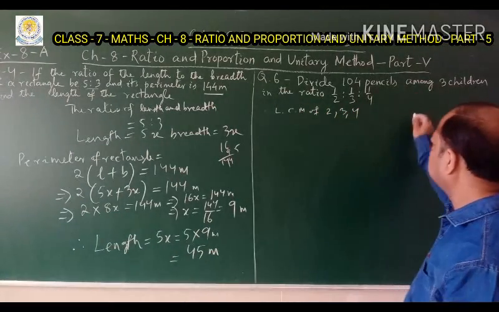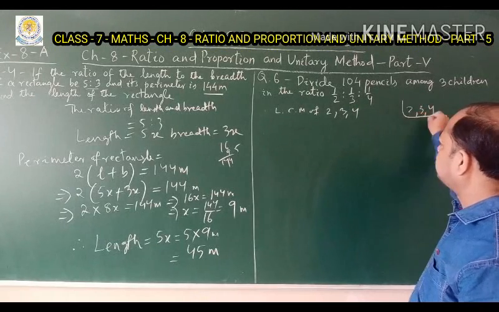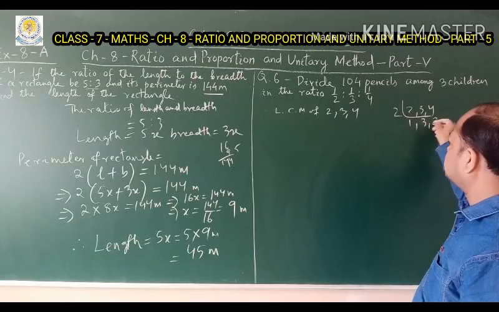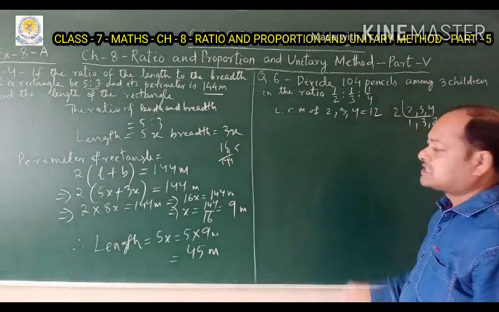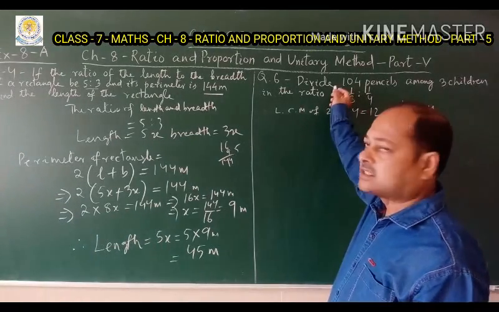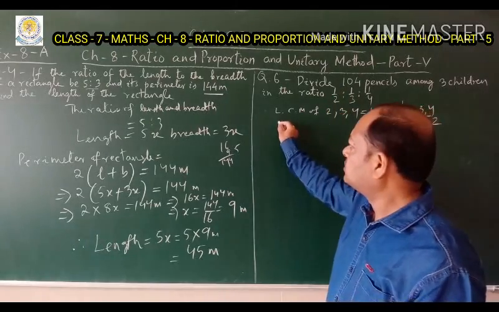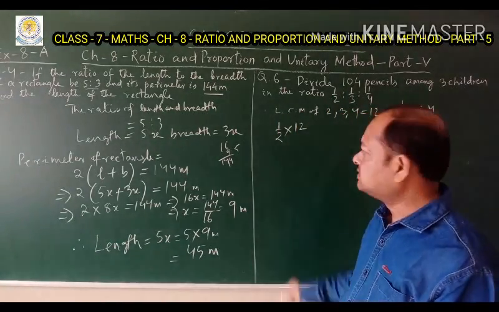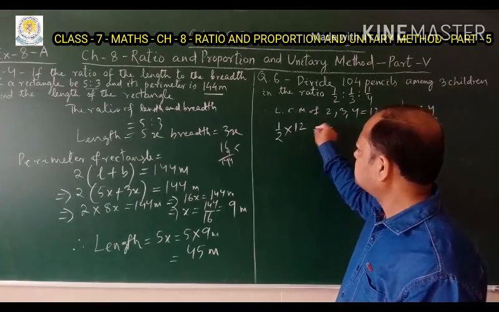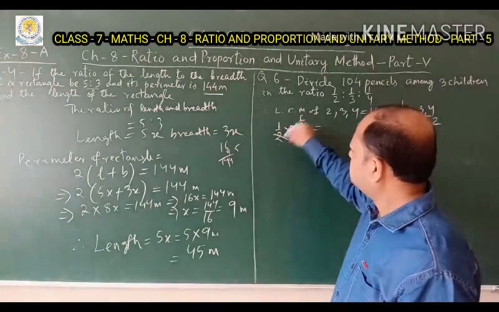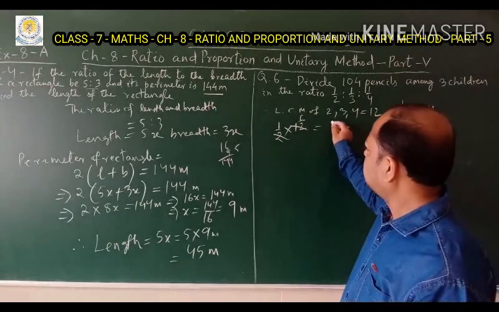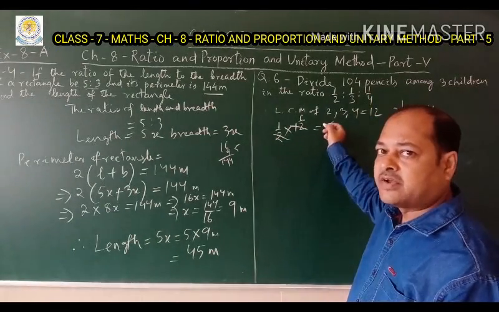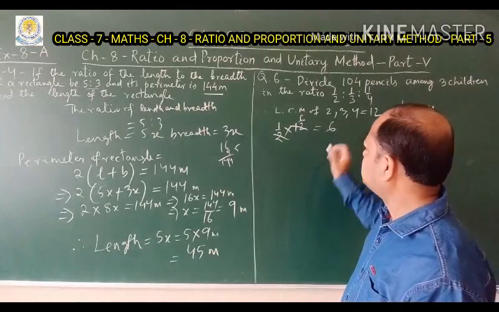Let's find out. The LCM of 2, 3, 4 is, 2 threes are 6, 2 sixes are 12. So the LCM is coming 12. So what is the first ratio? That is 1 by 2. So 1 by 2 into 12, then you get the first share, that is 2 sixes are 12. So again this ratio is minimized; we are simplifying the ratio. So the first ratio is 6.